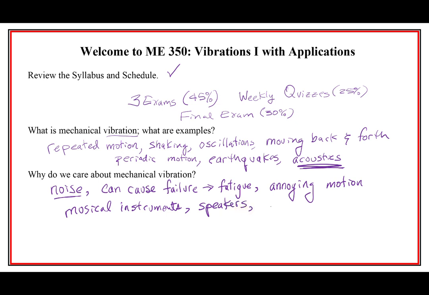And then in addition to that, we could have speakers, the design of speakers from an amplifier or a stereo. We also would care about vibration with the reflection of sounds. So that could be like an auditorium design. These are all things that we would care about, or even just any kind of room.